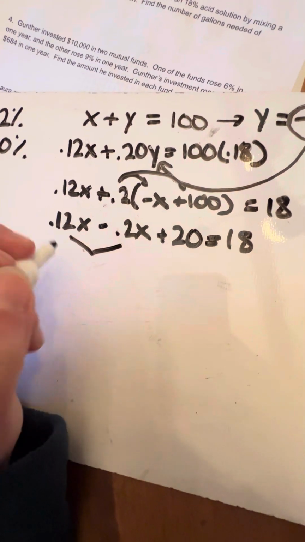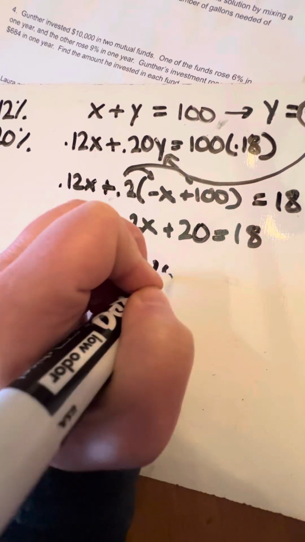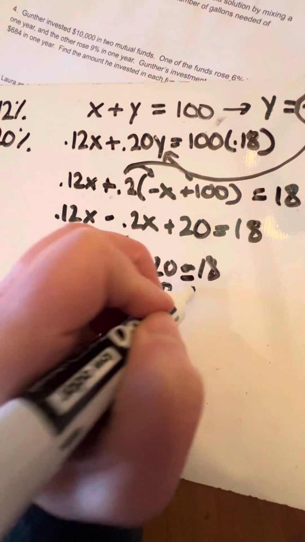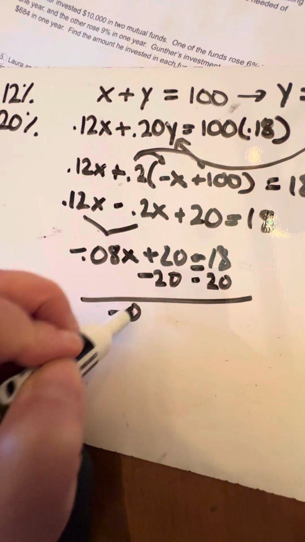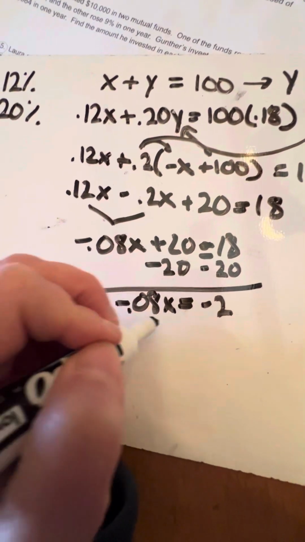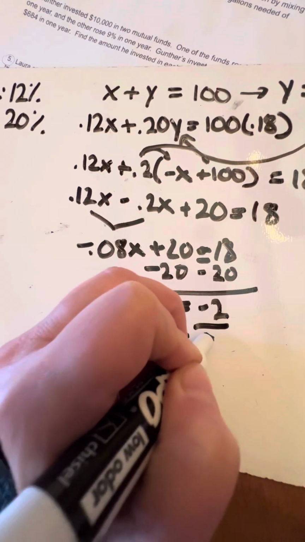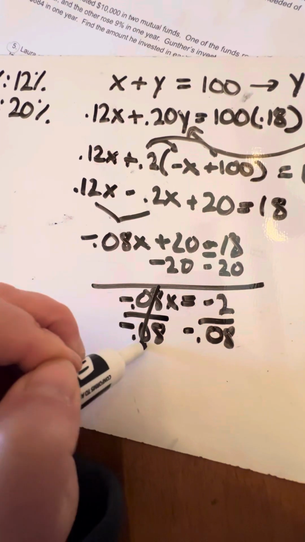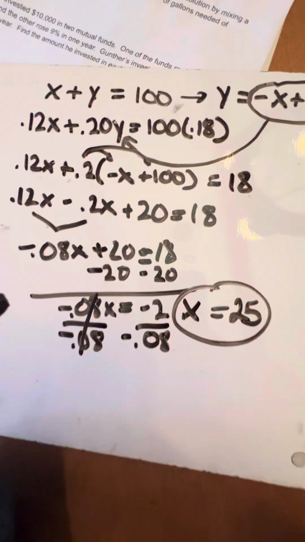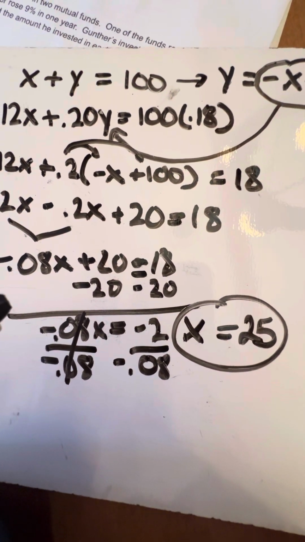Combining like terms, we're going to get a negative 0.08x plus 20 equals 18. And then we're going to subtract 20 on both sides and save that last step of division for what we've got left. Get it by itself. And that x is now going to be by itself. Everything is going to be divided, and x is equal to 25. So now I know that it's 25 for the gallons of the 12% solution.